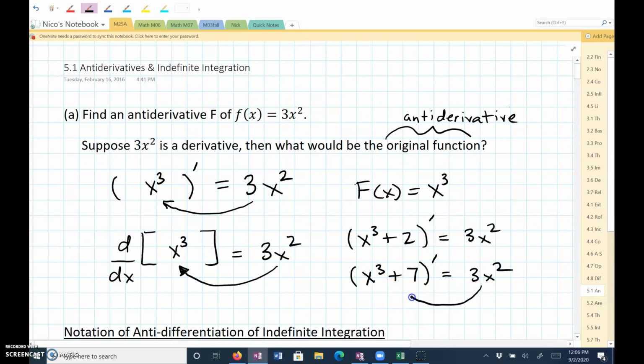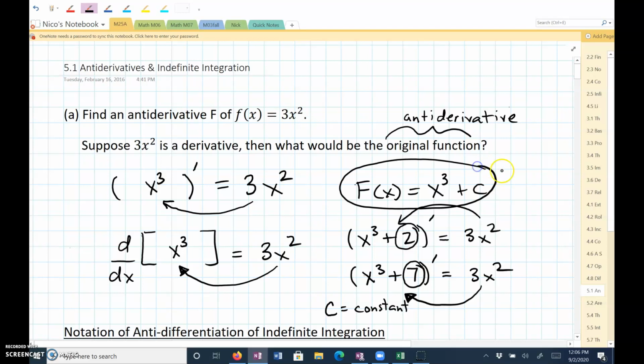So really, when we're finding the antiderivative, we're going back this way. This is known as a family of functions, where there's no way to really know the constant. We're just going to say the constant is equal to c. So the antiderivative F of x would be x cubed plus c. Since we don't know what that number would be, it's going to be some number, even if it's 0. We just put plus c there.